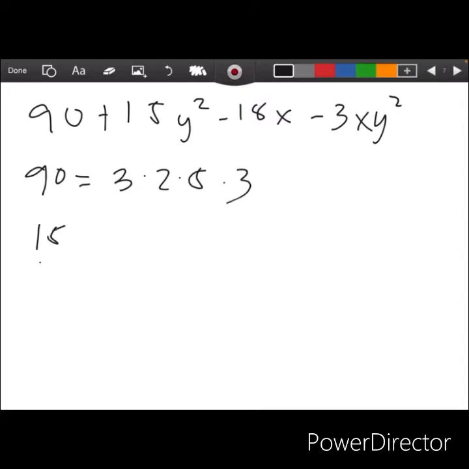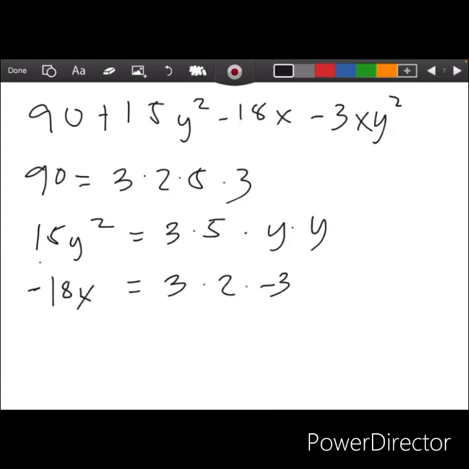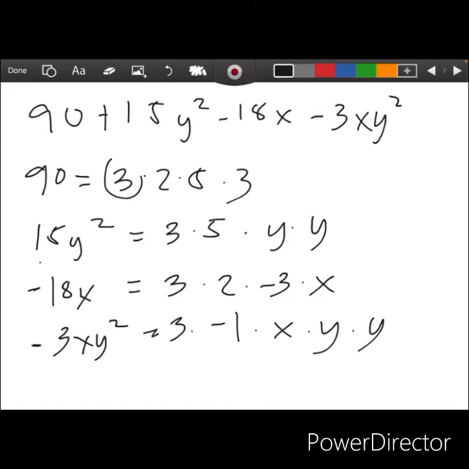Then 15y squared is equal to 3 times 5 times y times y. And negative 18x is equal to 3 times 2 times negative 3 times x, and negative 3xy squared is equal to 3 times negative 1 times x times y times y. So you can see, we need to find the common terms or the greatest common factor. We have 3.